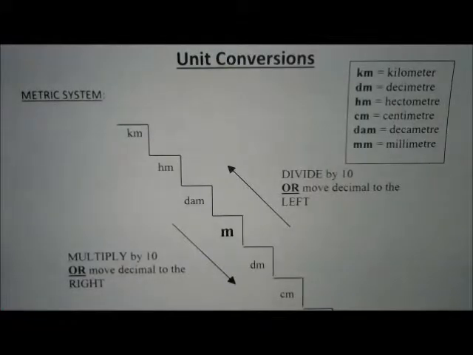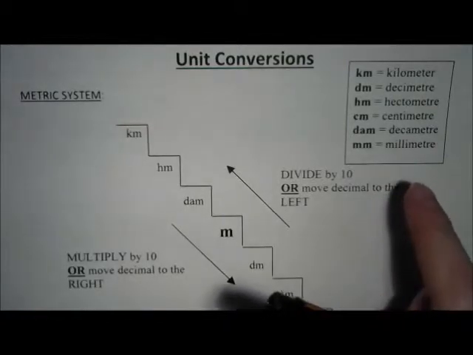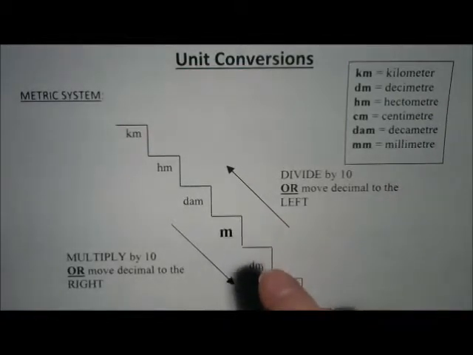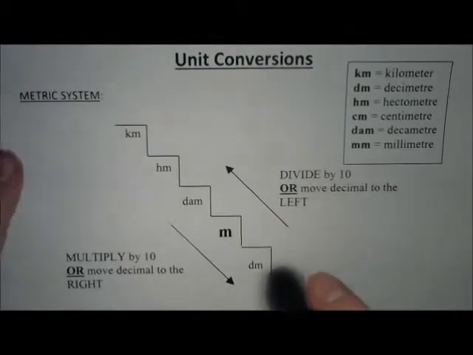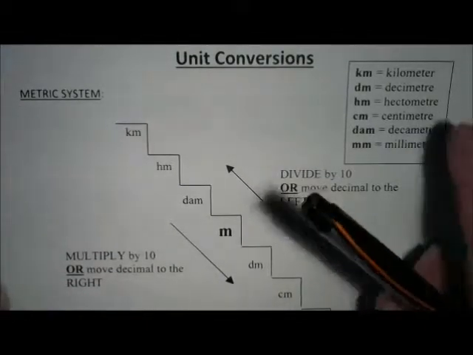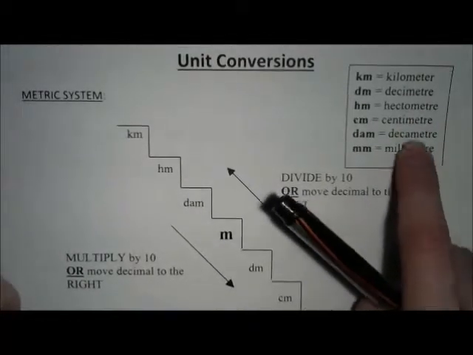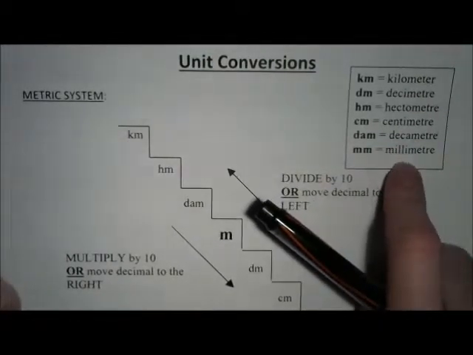So this lesson is going to quickly review how to do unit conversions. These are some of the more popular ones we use. The metric system in Canada. Okay, so this is the system that we use in Canada a lot. We have kilometers, hectometers, decameters, meters, decimeters, centimeters, and millimeters.